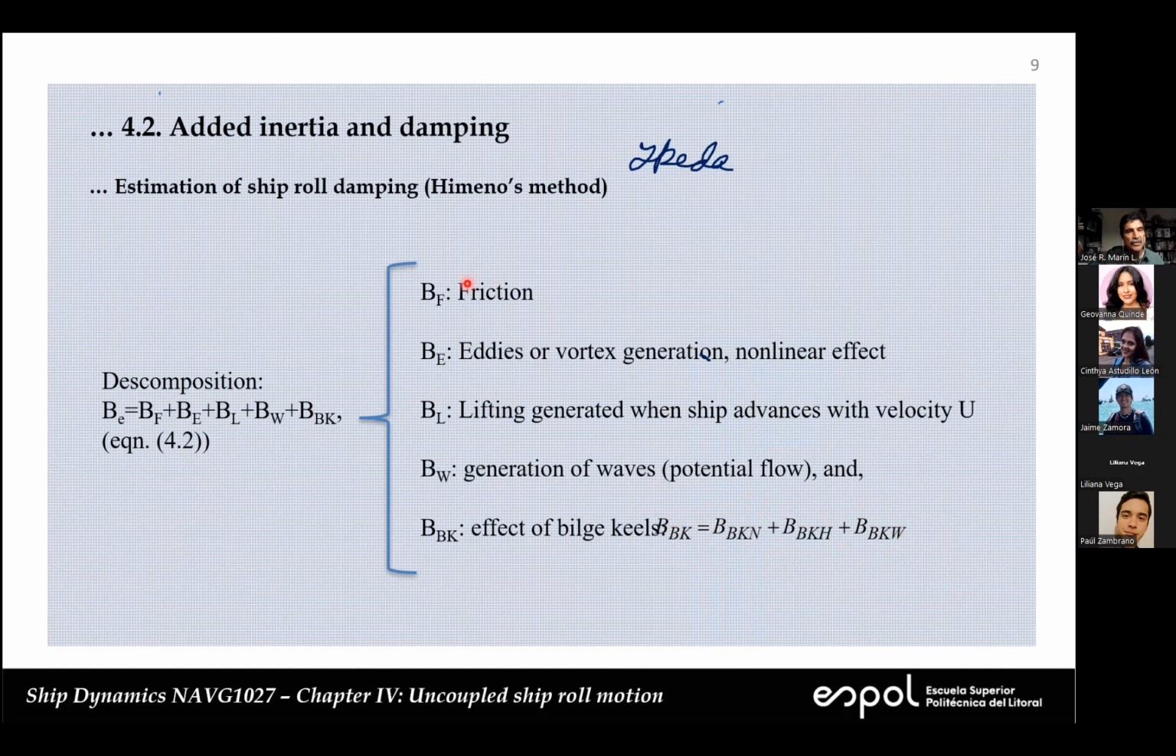Okay, and you see that here we have friction, here we have eddies. See what we had said before? The viscous effect is so important in this case. I mean, we cannot avoid including that. Okay, so I think that's the main idea here, right? That the damping is the composition.